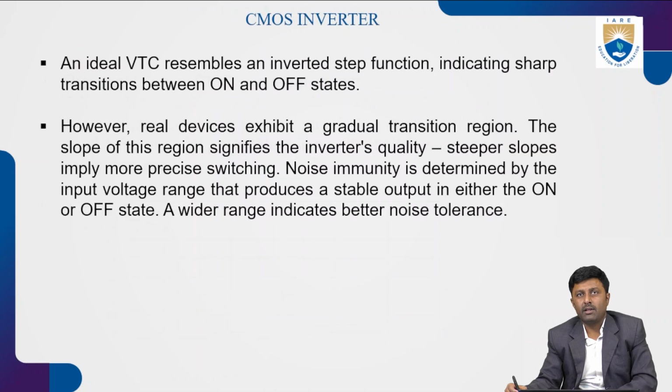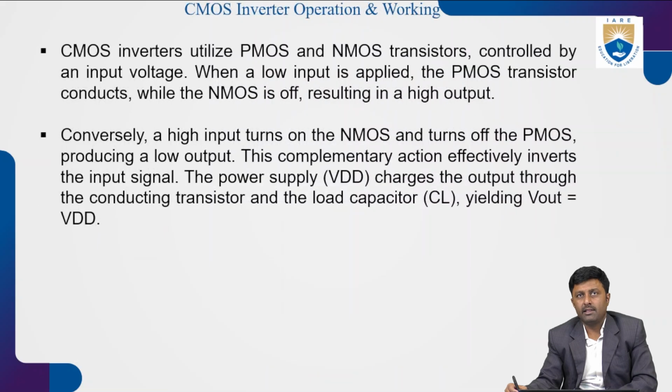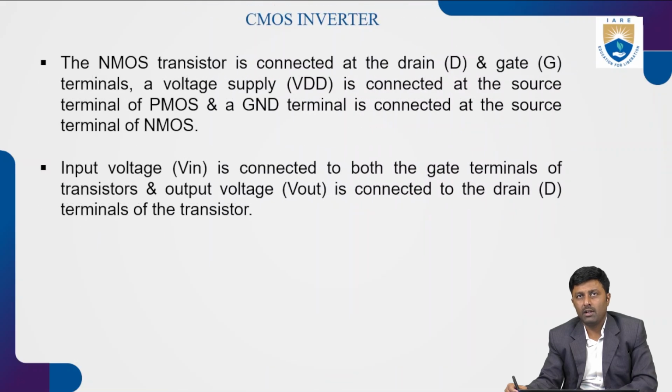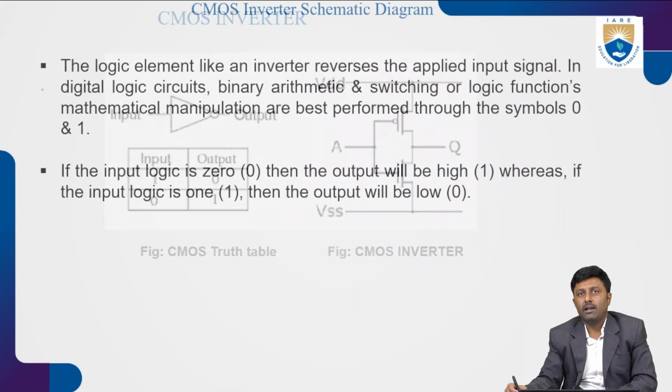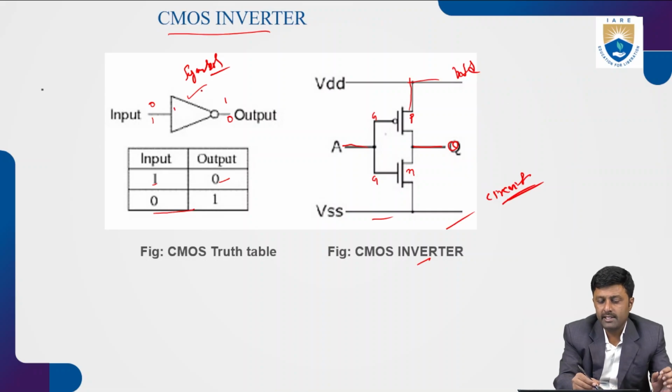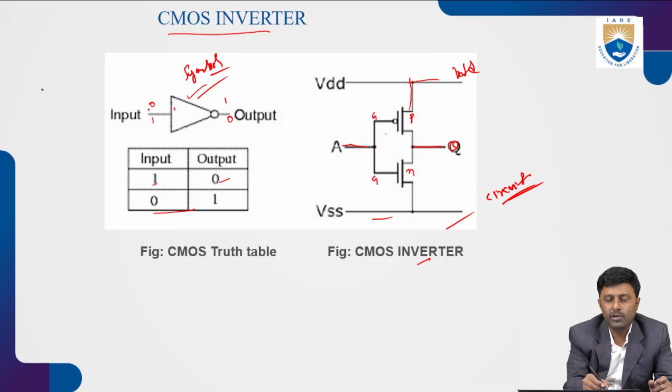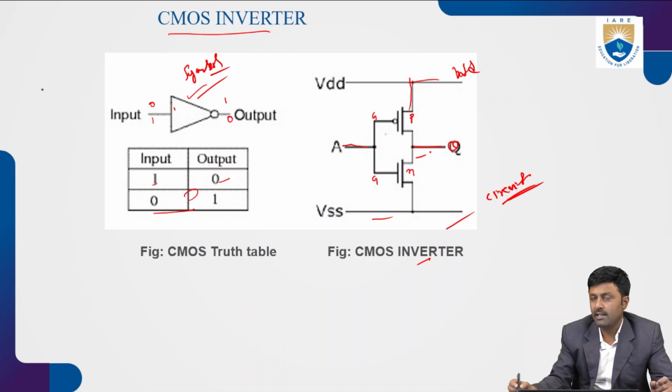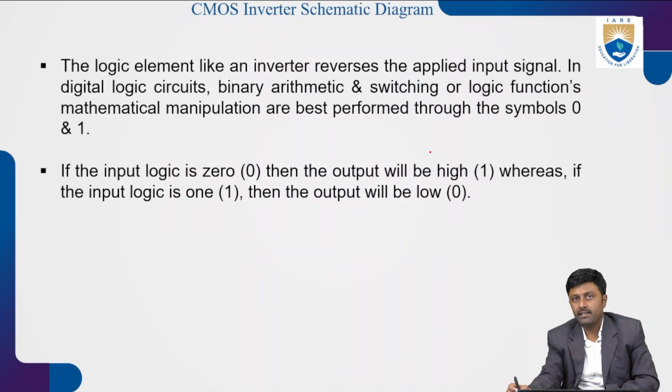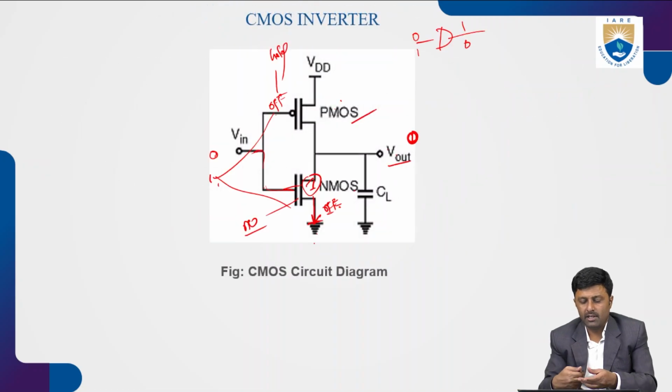So in today's class, we have seen the working of the CMOS inverter. I'll quickly revise it. This is the symbol of the CMOS inverter. An inverter has only one input. If the input is 0, the output will be 1, and vice versa. This is the truth table. This is the CMOS inverter, and the circuit diagram of this CMOS inverter is shown here.